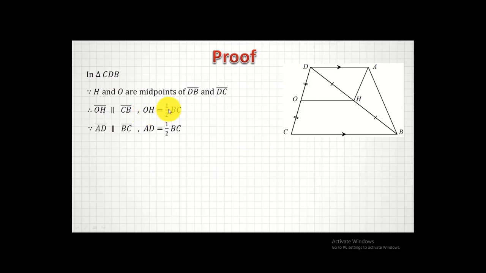OH equals half BC, and AD is given equal to half BC. Then OH equals AD. Therefore OH equals AD, and OH is parallel to AD. Here I have two opposite sides equal in length and parallel. Therefore, the figure AHOD is what? A parallelogram.